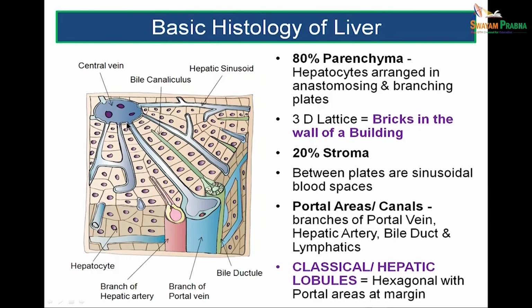And when we describe a liver structural unit histologically, we talk about the classical hepatic lobule. This classical hepatic lobule has got a central vein in the center and plates of hepatic cells radiating out from the central vein, and at the periphery you have areas called portal canals or portal areas which have a hepatic artery branch, a branch of the portal vein and a bile ductule.